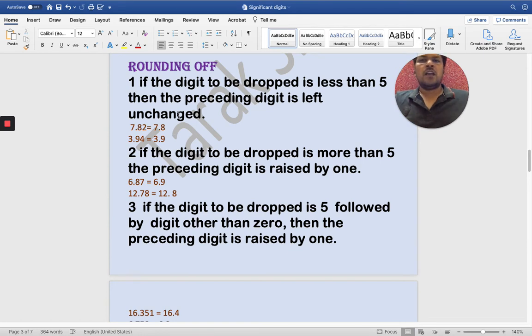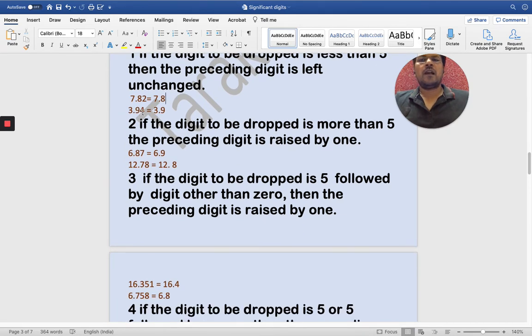First of all, if the last digit is lesser than 5, then we directly drop it off. Let's say we have 7.82. The last digit 2 is lesser than 5, so directly dropping it off gives 7.8. The same is the case for 3.94. The last digit we want to drop is lesser than 5, so we just directly neglect it, and the rounded off number would be 3.9.